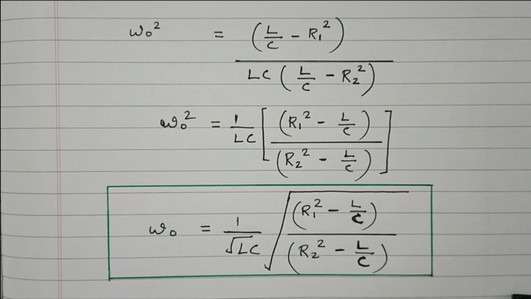So in this video we discussed the parallel resonance. At the resonant condition, what is the frequency? There are two branches available. In one branch, a resistor and inductor are connected. In another branch, a resistor and capacitor are connected. We calculated the admittance and equated the reactive part equal to 0, so that we got the expression for resonant frequency omega naught.